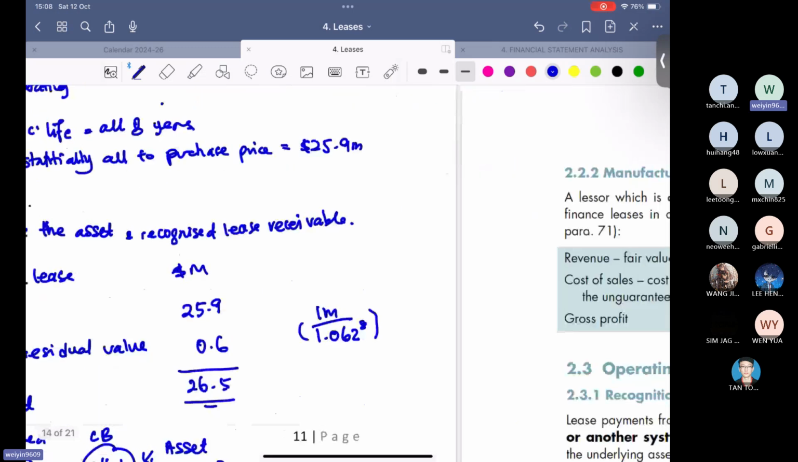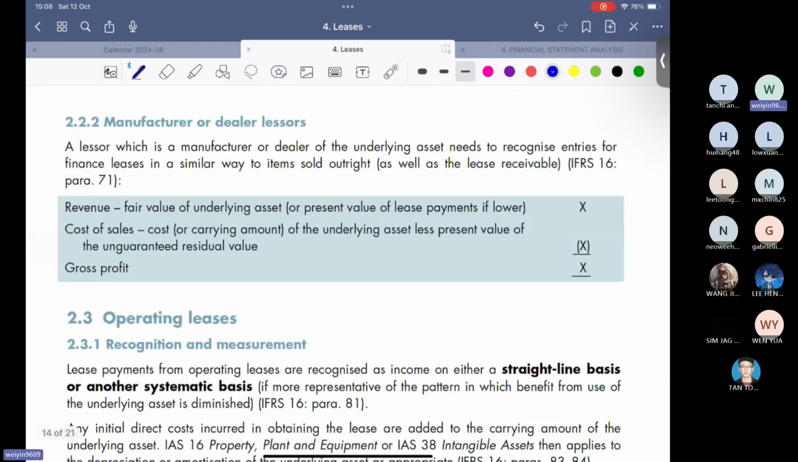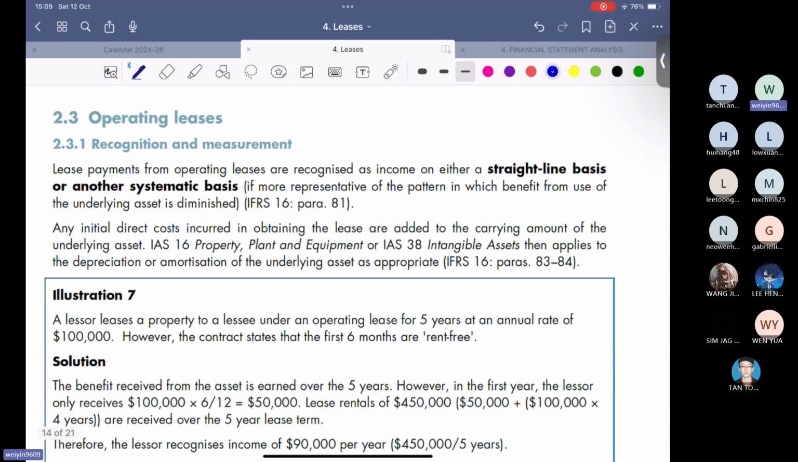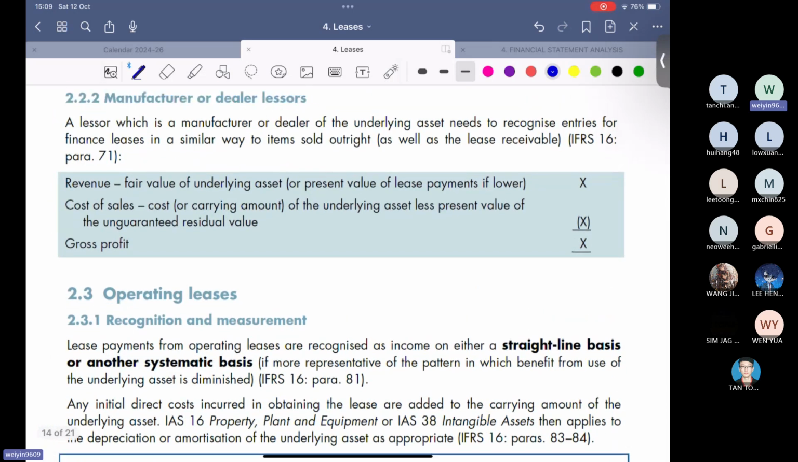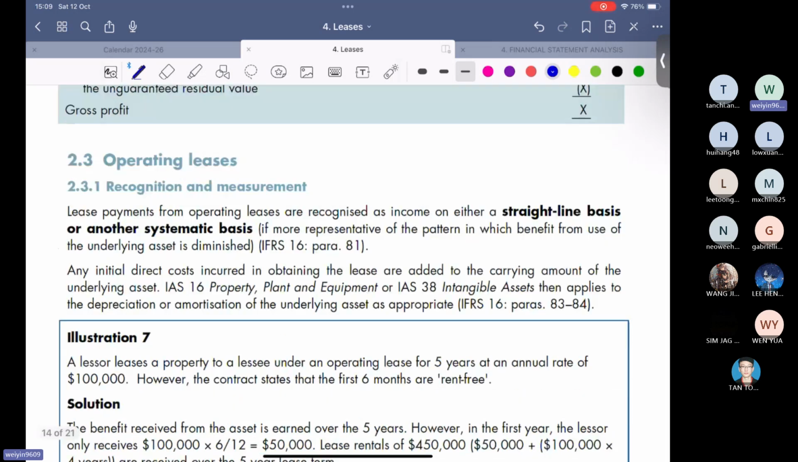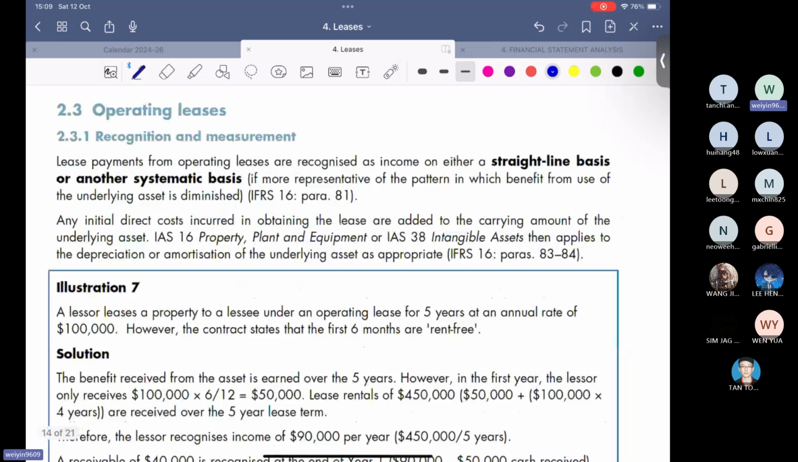So next, manufacturer or dealer lessor. This one I'm going to skip. So I go to the operating leases because there's not much difference, just that if your lessor is a dealer, it is recognized under cost of sale. That's it. So operating lease.